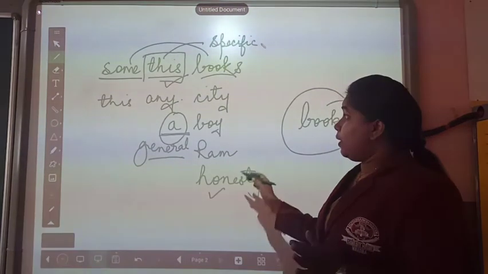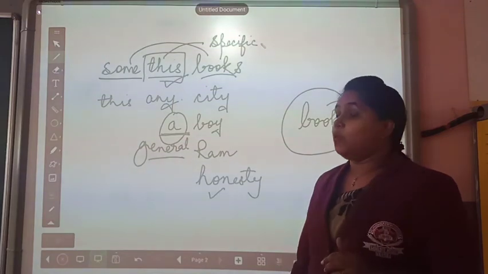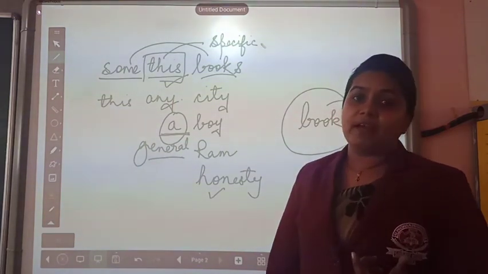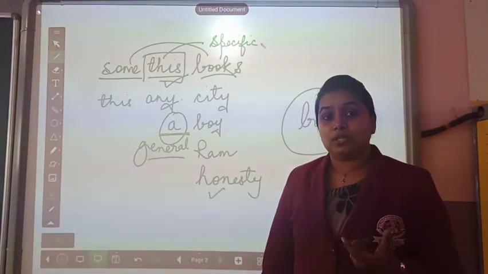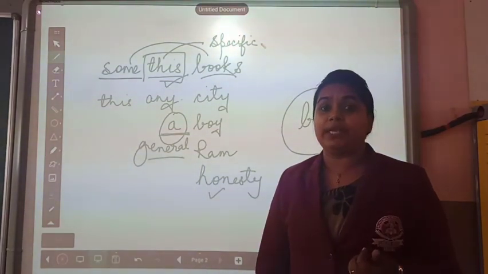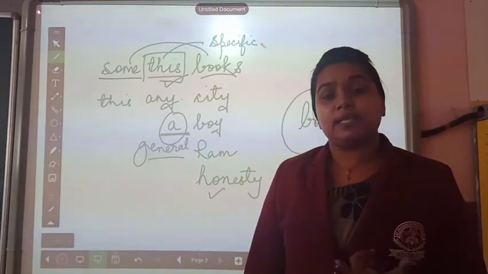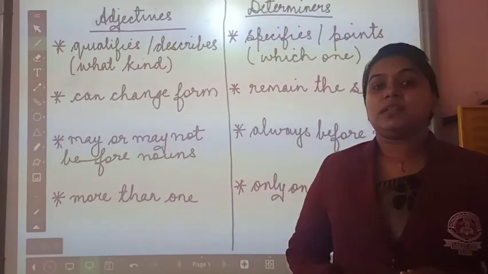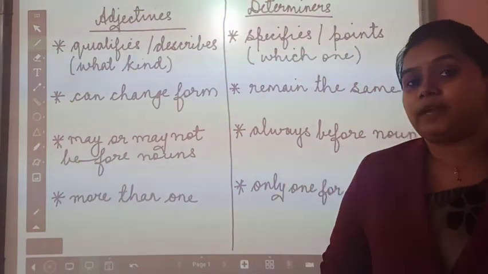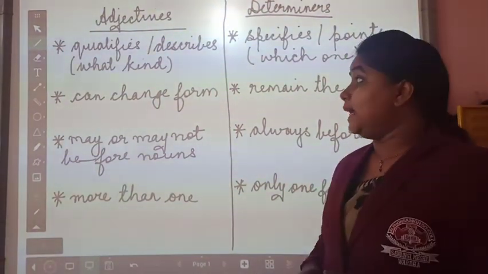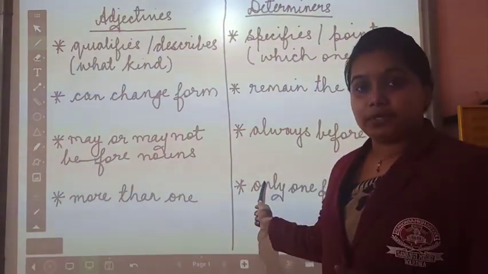Now I hope this is clear to you with examples. What are determiners? Now what are the other things that we have to learn about determiners? What are the uses, where we are using them, how many types of determiners are there? That is what we are going to discuss further. Before we discuss the different kinds of determiners, there is one more thing I want to tell you, and that is the difference between adjectives and determiners.